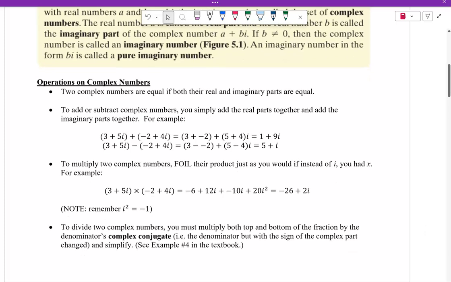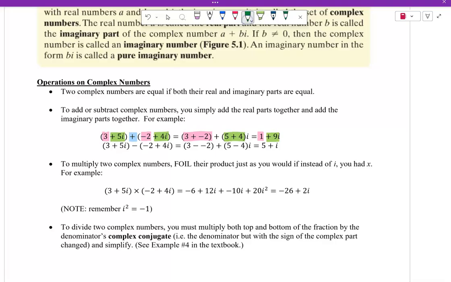As you can see, two complex numbers are equal if both their real and imaginary parts are equal. To add or subtract complex numbers, we simply add the real parts together and then add the imaginary parts. If you look here, because this one is a plus sign, I would have just said 3 plus -2, which gives me 1. And then 5i plus 4i, they just factored out the i and put it on the outside, equals 9i.